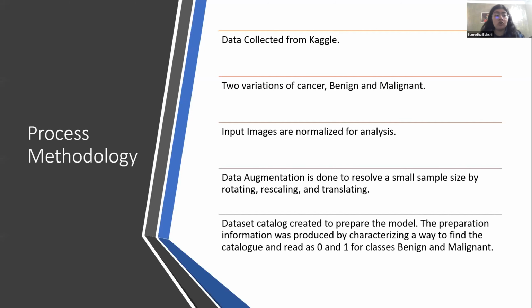The process methodology is that we collected data from Kaggle, and there are two variations of the cancer data types, benign and malignant, both belonging to the family of melanoma. The input images were normalized for analysis and reduced to a size of 224 by 224 pixels. Since we had a relatively small set of data, we performed data augmentation to resolve this issue by rotating, rescaling, and translating the images. The dataset catalog was created to prepare the model. The preparation information was produced, and the labels were 0 for benign melanoma and 1 for malignant melanoma.